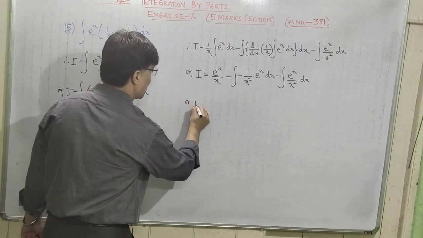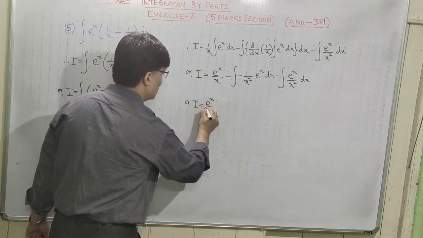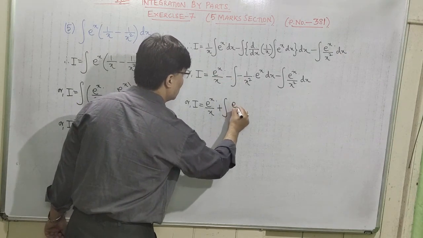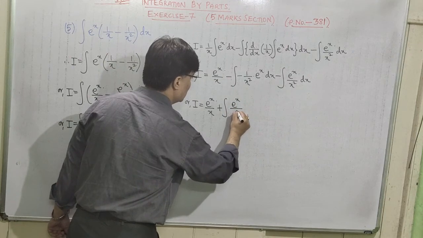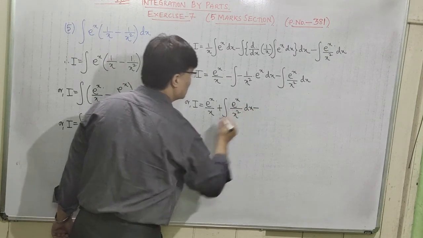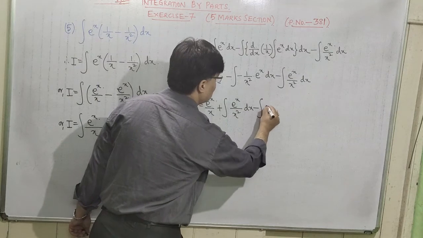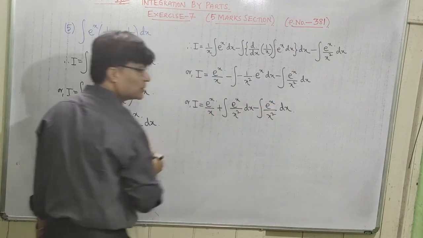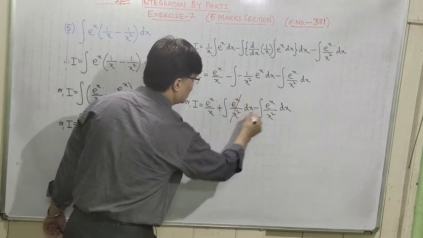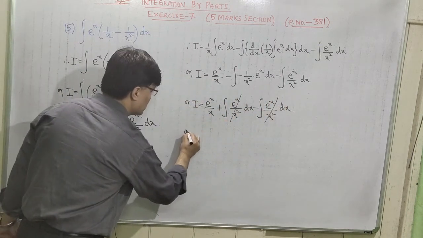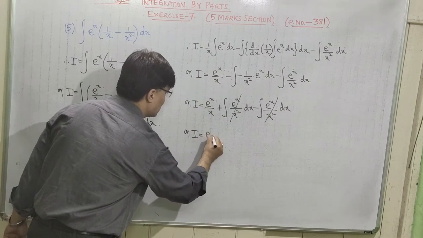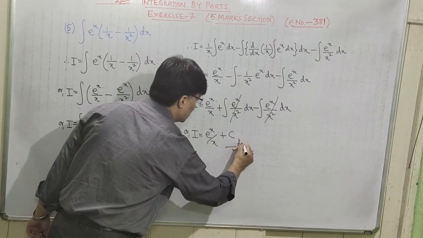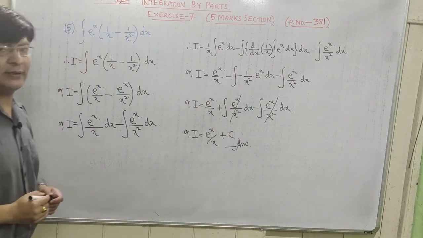So I is equal to e to the power x upon x, minus into minus, plus integration of e to the power x upon x square dx, minus integration of e to the power x upon x square dx. Now here you can cancel these two integrations. So what is the answer now? I is equal to e to the power x upon x plus c. So this is the final answer.